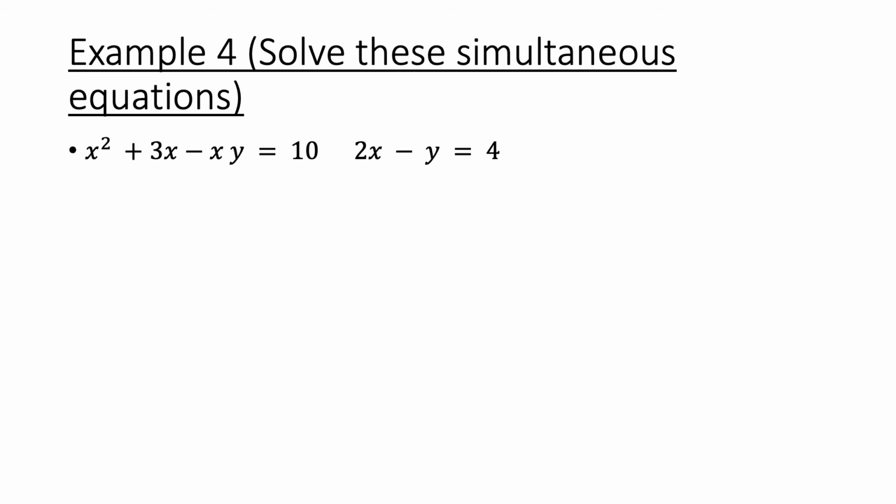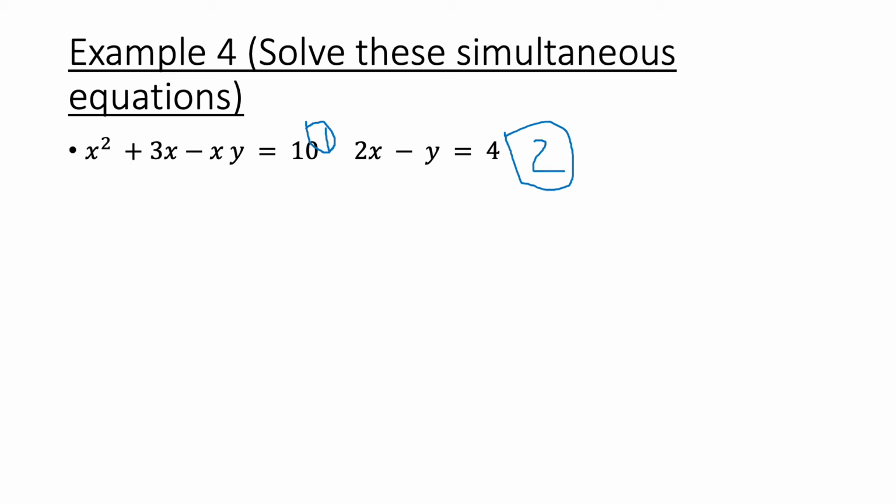Okay. Right, guys, so we've got 2 more for today's lesson. So x squared plus 3x minus xy equals 10. I'm going to label that equation 1. And then 2x minus y is equal to 4. Now, this one's a bit more tricky, okay? So it's not as obvious what to substitute.